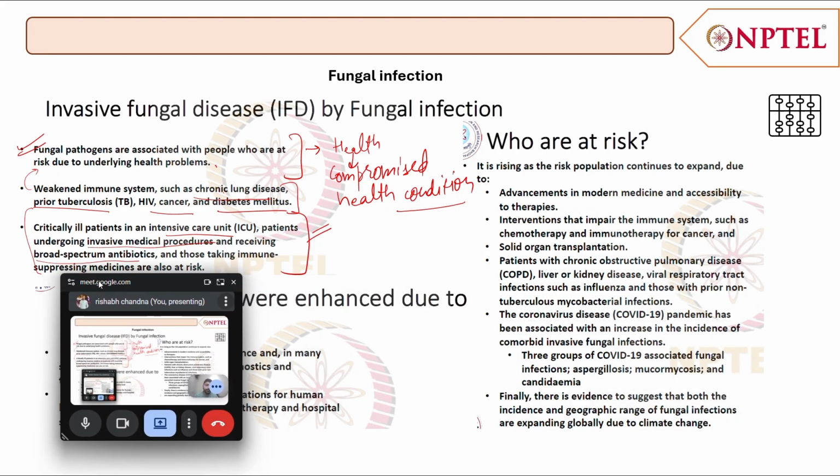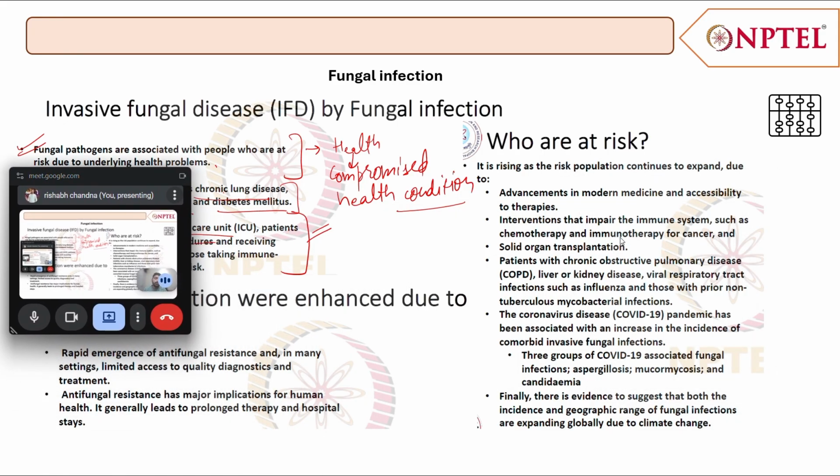So it is rising as the risk population continues to expand due to advancement in modern medicine and the accessibility to therapies, because most of the therapies actually weaken the immune system rather than boosting it. Then interventions that impair the immune system, such as chemotherapy, immunotherapy for cancer, and solid organ transplantation, because in that case we give some immunosuppressive drugs. So in that case, those people are at very high risk.